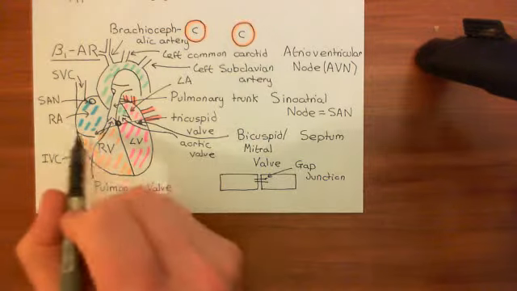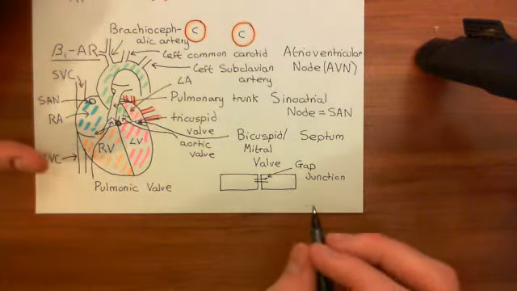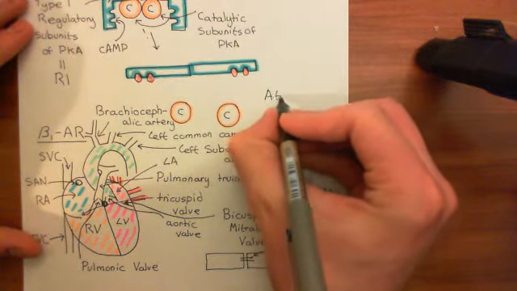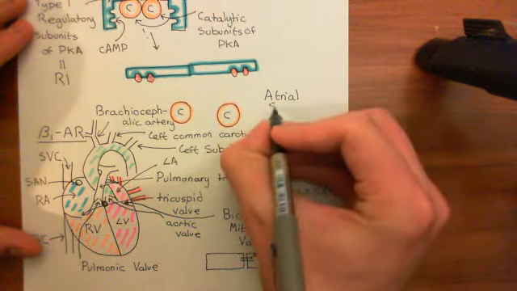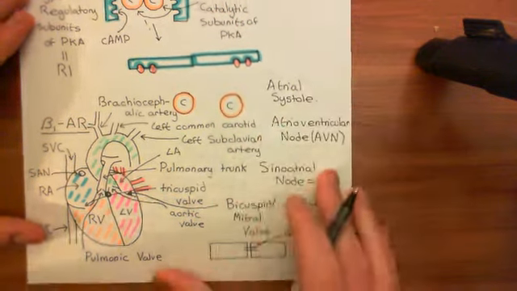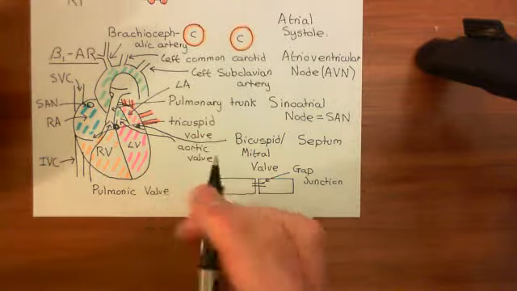Okay, right. So that is atrial systole occurred. I'll just give you that piece of terminology. Atrial systole means the contraction of the atria. Okay, so we've just had atrial systole occur.